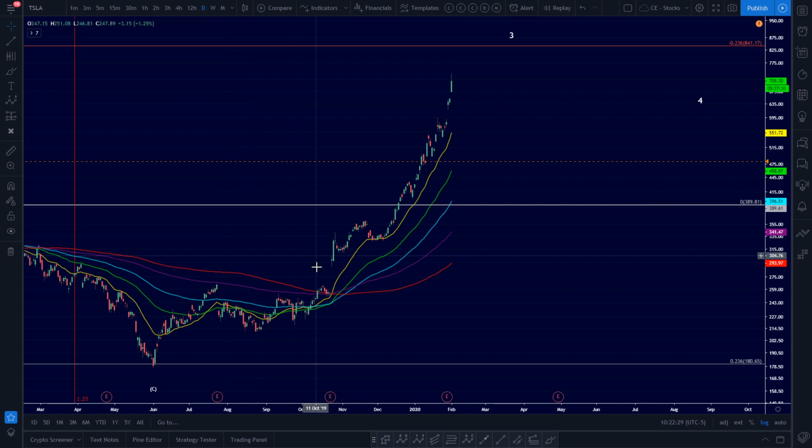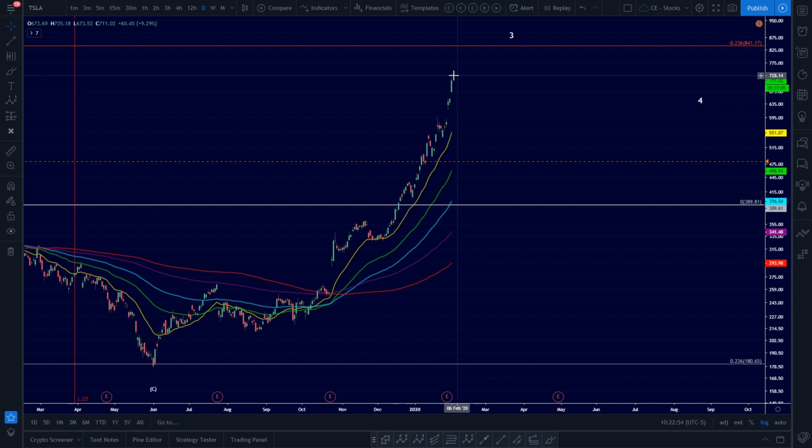On the daily, the 21 exponential has been holding pretty strong, and we're trading well away from the 21 exponential on the daily, which is all the way down here at $554 or so. Actually, it's at 551.75 at the moment, and we're trading almost $200 above that. All right, so I'm interested to see what happens over the next couple days.